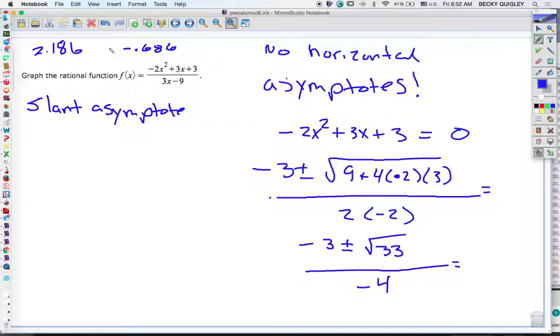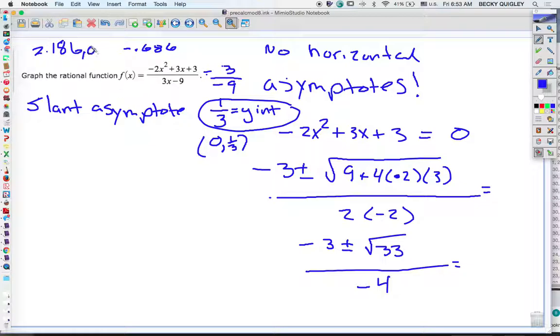Okay, so now that we have our x-intercepts, let's go ahead and find our y-intercept. I'm going to plug in 0 for x, so that goes to 0 plus 0. So that gives me 3. And this is 0 minus 9. So we have a y-intercept of 1/3. So the y-intercept is 1/3, which we should express as an ordered pair, so 0, 1/3. And here are the ordered pairs for our x-intercepts. There we go. Okay, so the slant asymptote.